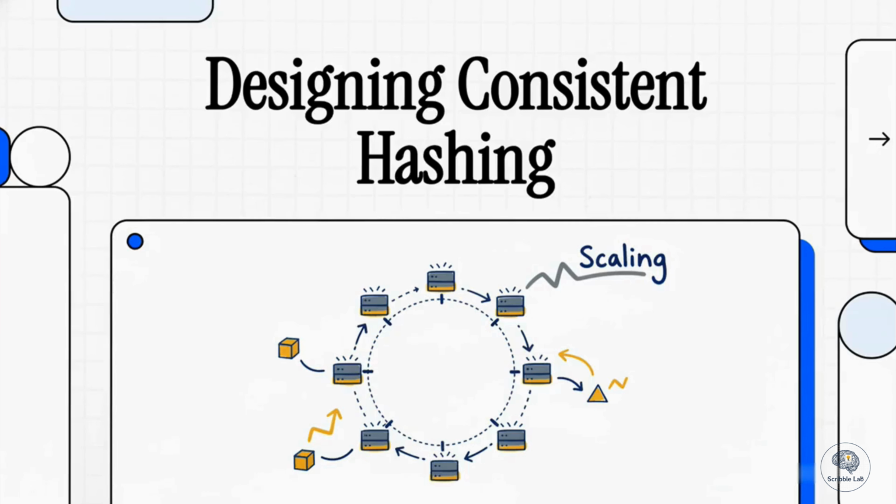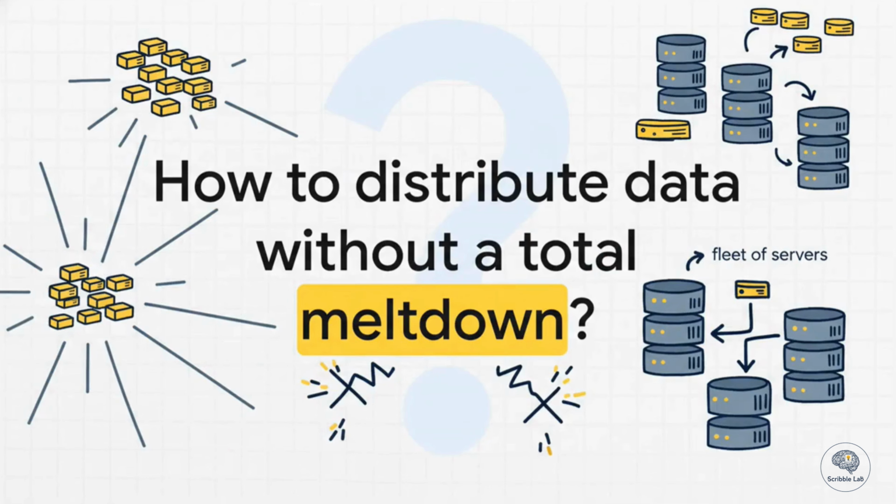All right, today we are getting into a really foundational piece of system design, consistent hashing. It's basically the secret sauce that lets massive, distributed systems scale up without completely falling apart. So let's just jump right into the big question. You've got a growing pile of data, and you need to spread it out across a whole fleet of servers. How do you do it?